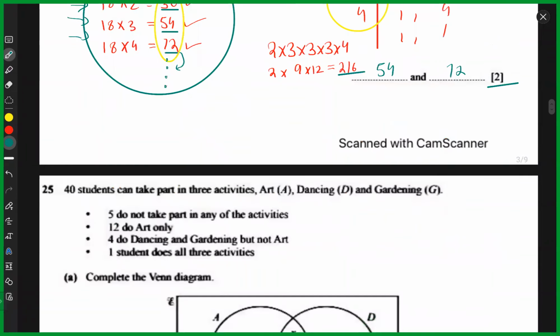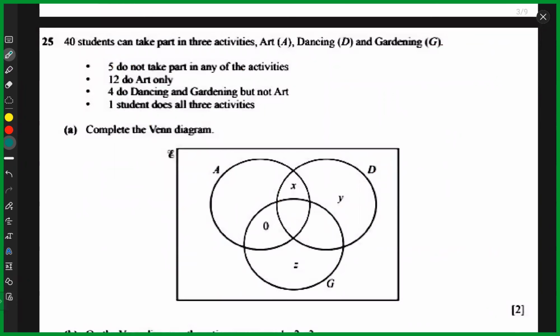Okay. This was another question which I could see most of you were not able to do correctly. Let's talk about it now. Forty students can take part in three activities: art, dancing, and gardening. Five do not take part in any of the activities. Then 12 do arts only. Four do dancing and gardening, but not arts. One student does all three activities.